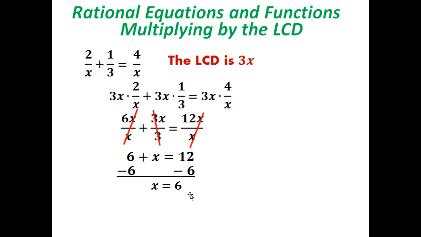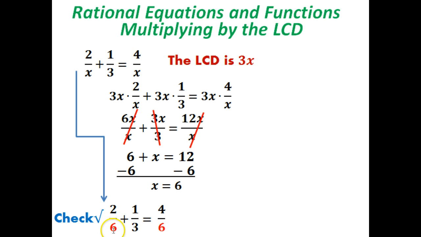So we need to go through and check these. So I take my original equation and I start plugging it in. This time, instead of x, I'm going to write in 6. Okay, so 2 divided by 6 plus 1/3 equals 4 divided by 6. So I just plug that in. Right here you'll see it in red. That's where I substituted, instead of writing x, I wrote 6. And I did that on each one of those.